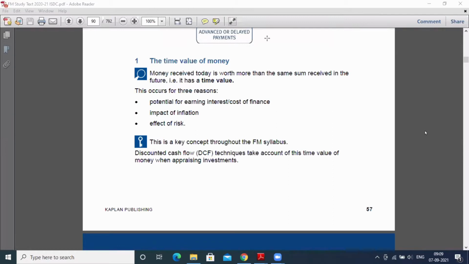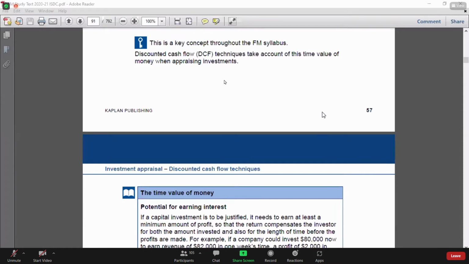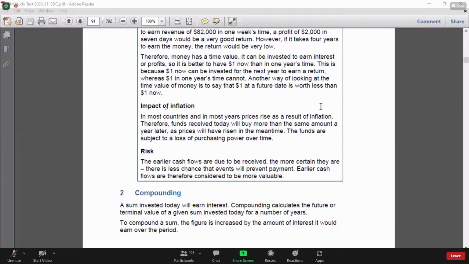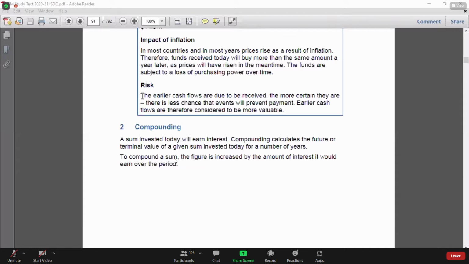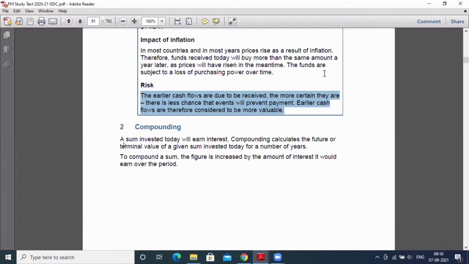Now, any guesses what kind of risk is involved here? What does it mean? Effect of risk means what is this risk? Now just see this. The earlier cash flows are due to be received, the more certain they are. There is less chance that an event will prevent payment, and earlier cash flows are therefore considered to be more valuable. So the risk I am speaking about is the capital retention risk.